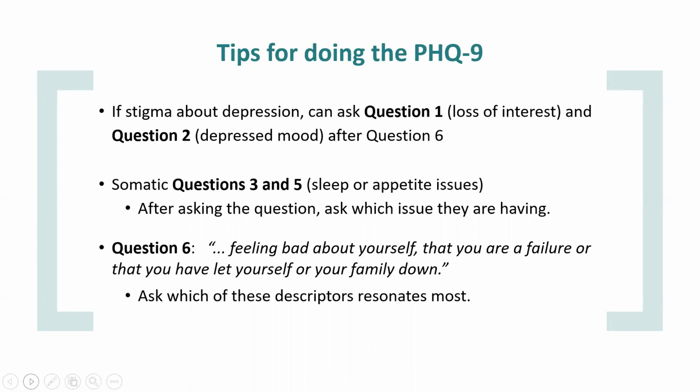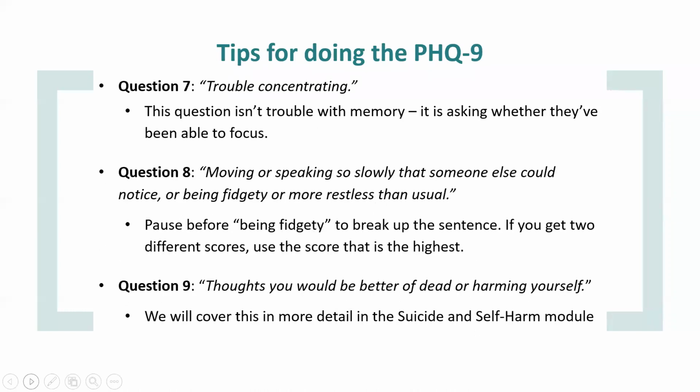For question 6 as well, you'll also want to get a sense of which of these descriptors resonates most. Is it that they're really feeling bad about themselves, that they're a failure, or that they've let themselves or their family down? This will help you get to know the client as well as more accurately be able to get a PHQ-9 score and understand how clinically significant their depression is.